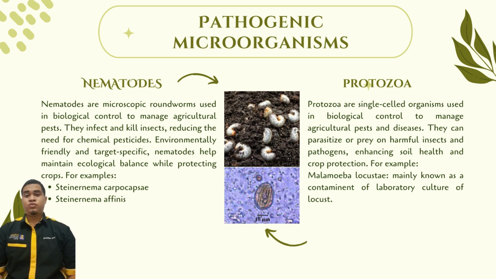Next, we have protozoa. Protozoa are single-celled organisms used in biological control to manage agricultural pests and disease. They can parasitize or prey on harmful insects and pathogens, thus enhancing soil health and crop protection. Protozoa offer a sustainable alternative to chemical treatments and promote a balanced ecosystem in agriculture. For example, Malameba locustae, mainly known as a contaminant of laboratory cultured locusts.